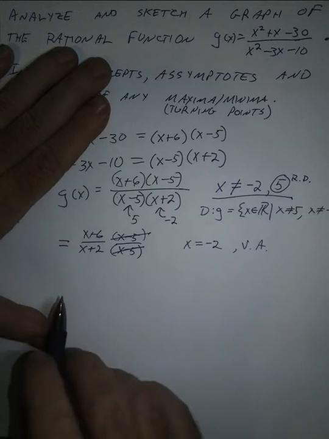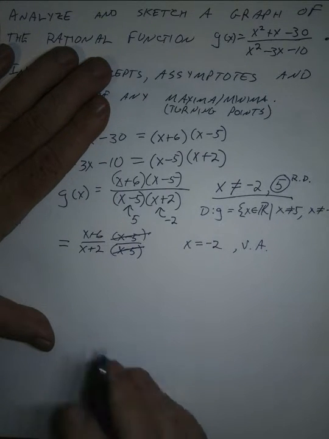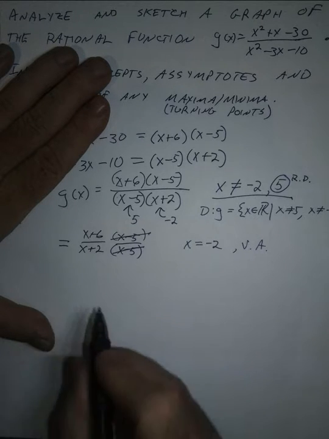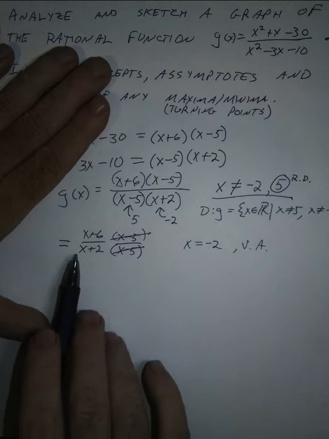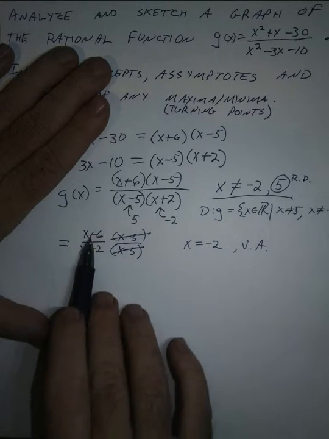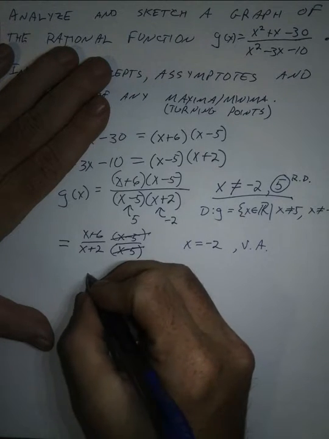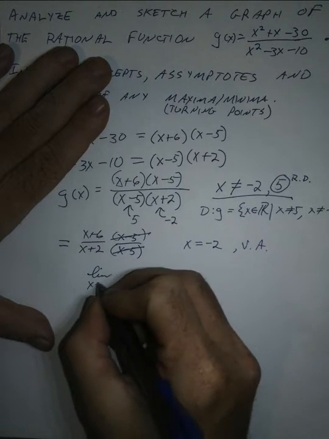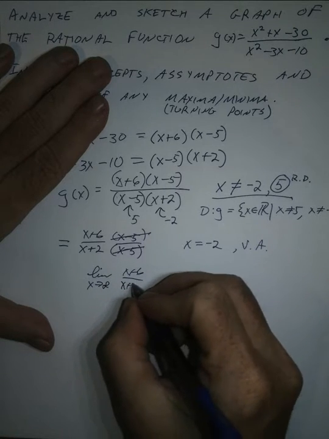I want to look right now at my horizontal asymptotes. What does this thing look like? Basically, the end behavior as x gets large or x gets small. Looking at this particular graph, I've got the same degree. These are both first degree. For large values of x, you could put it this way, the limit as x goes to infinity of x plus 6 over x plus 2.